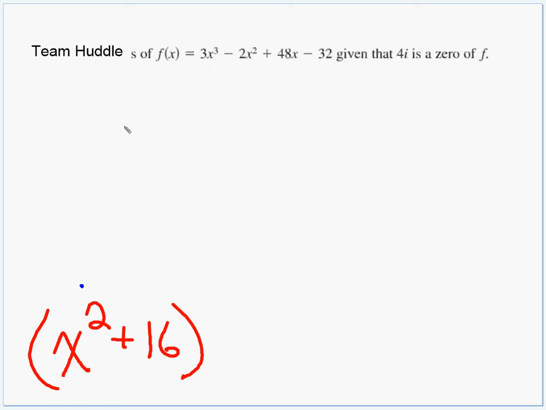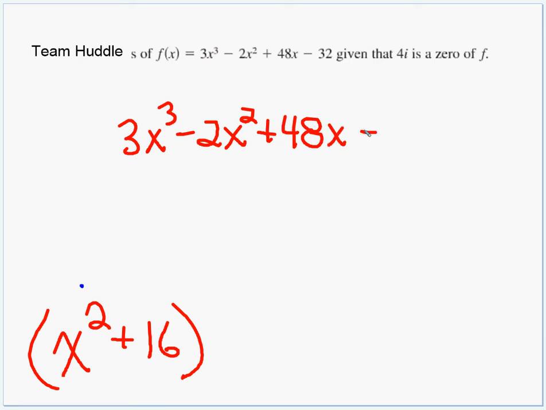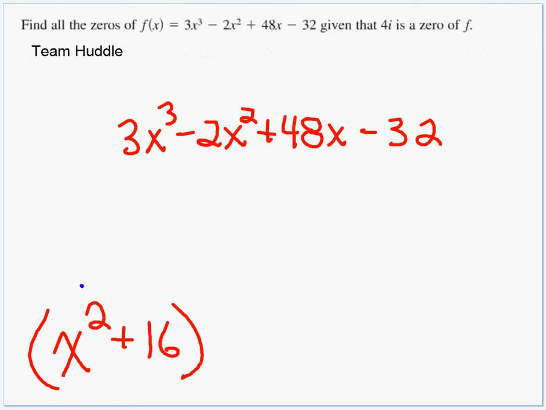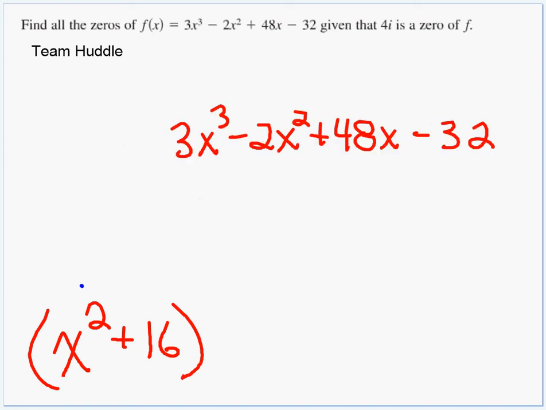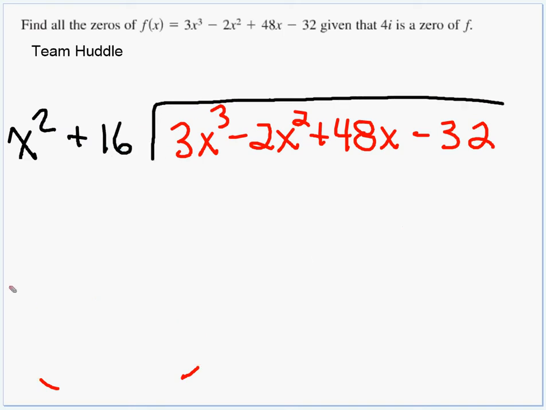So let's see, we got 3x cubed minus 2x squared plus 48x minus 32. And we're going to divide into that. Let me move this over here. x squared plus 16. Now I'm not going to put a 0x placeholder in here, and it shouldn't be that big of a deal as long as we line up our other stuff correctly.